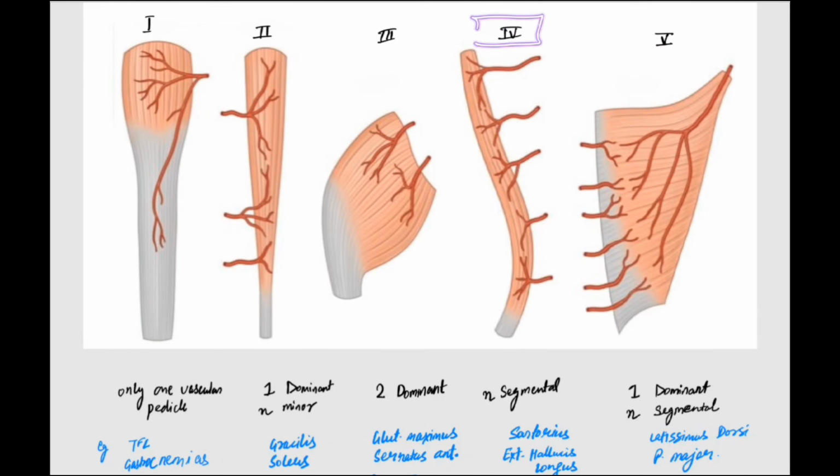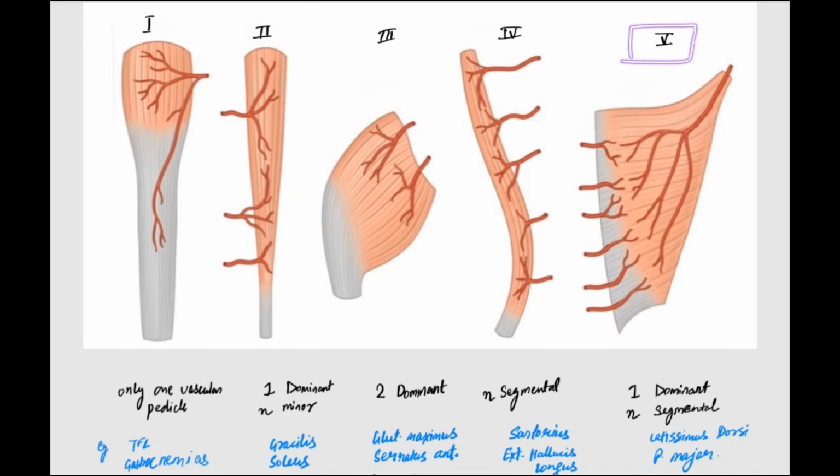In type 4 flap, there are multiple segmental pedicles. Here, there is no single dominant pedicle supplying the entire muscle. This pattern has an important surgical implication because the muscles depend on the multiple segmental vessels. Taking the entire muscle on one isolated segmental pedicle may not be reliable. Therefore, flap design must respect the segmental vascular anatomy.